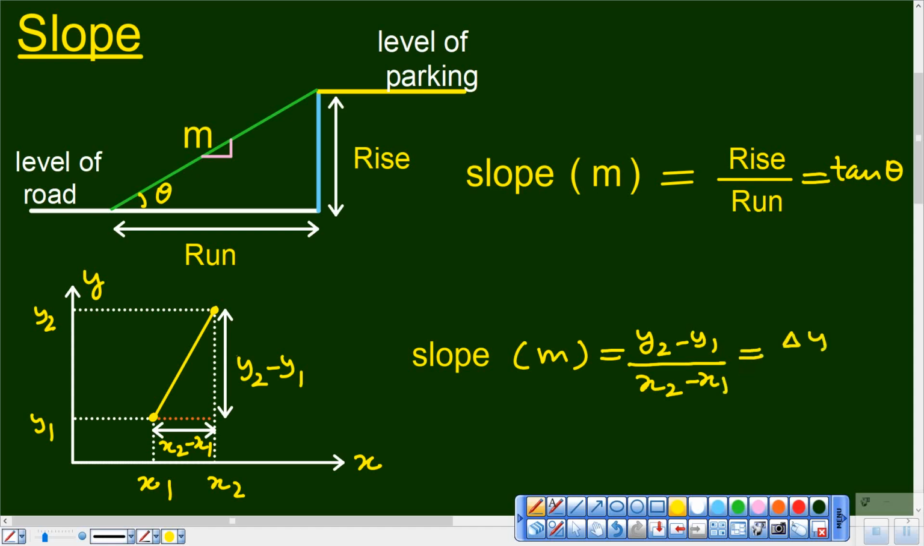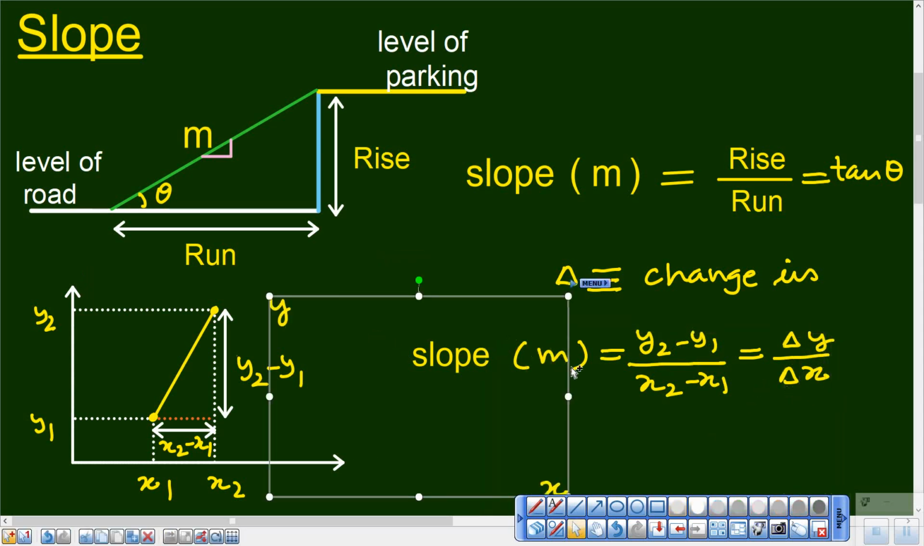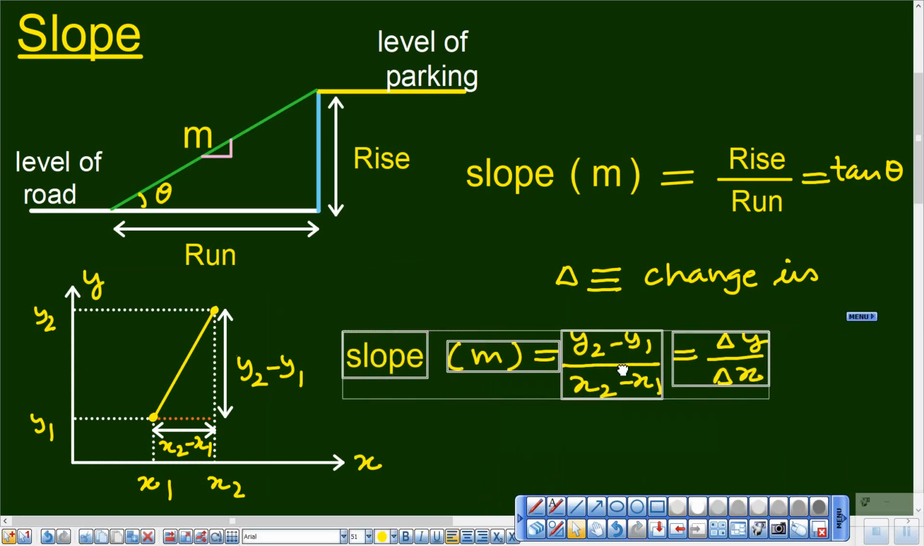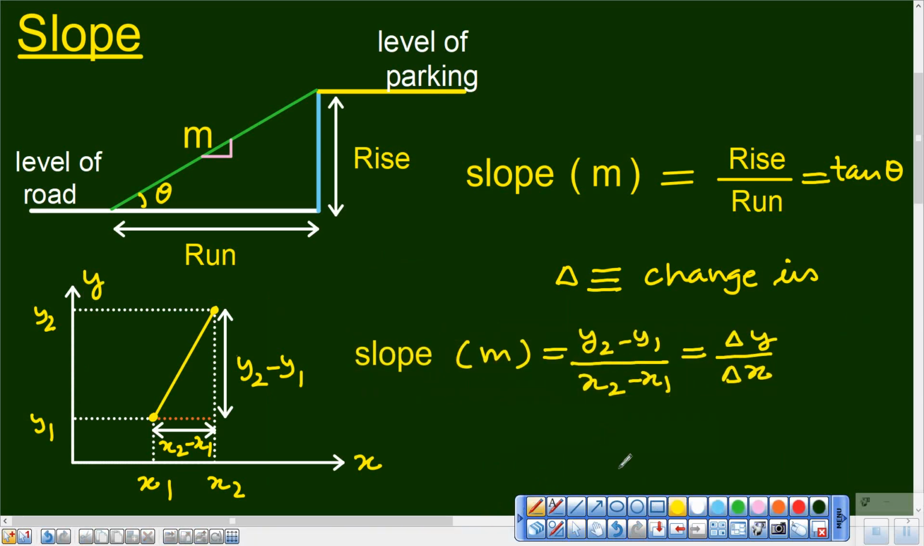This can also be written as delta y upon delta x, because you know it very well, delta stands for change in. So y2 minus y1 is change in y, x2 minus x1 is change in x. That's why the slope can be written as delta y upon delta x.